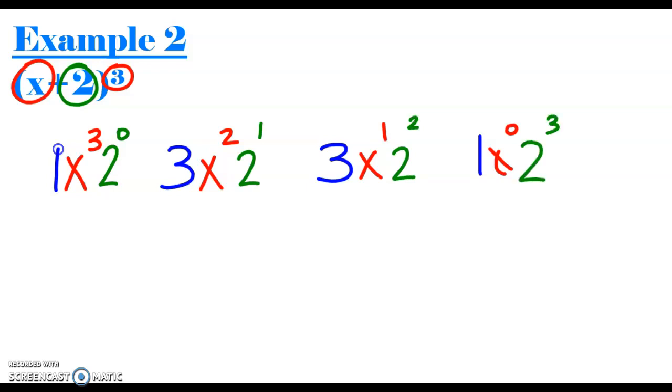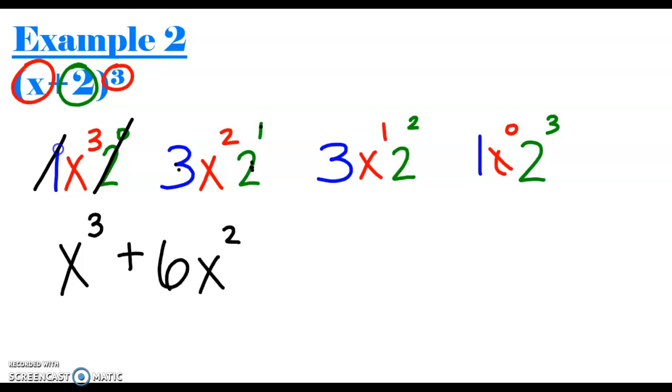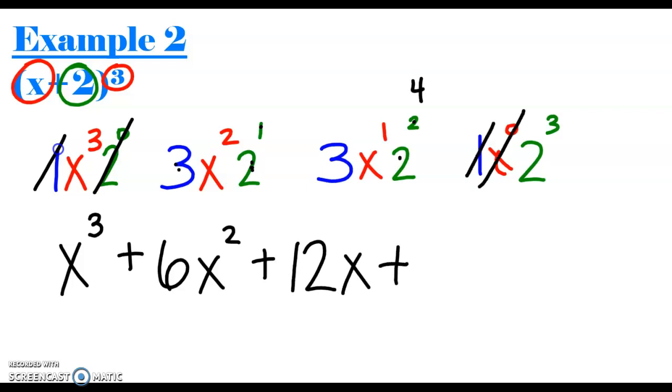All right, so then I'm going to simplify it. So I've got 1 x to the 3rd, 2 to the 0 is 1. So we have x to the 3rd plus 3, 2 to the 1st is 2. So 3 times 2 is 6x squared plus 2 squared is 4. 3 times 4 would be 12x plus 1 does nothing. X to the 0 is 1, does nothing. 2 to the 3rd is 8.